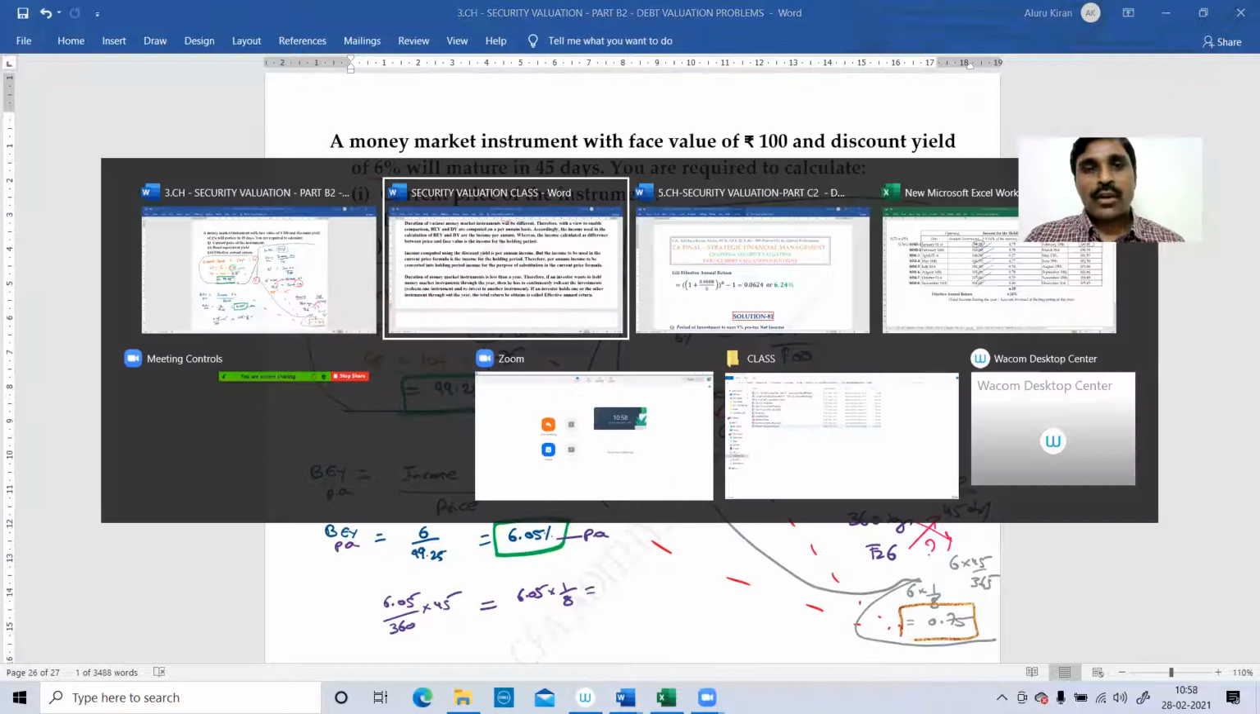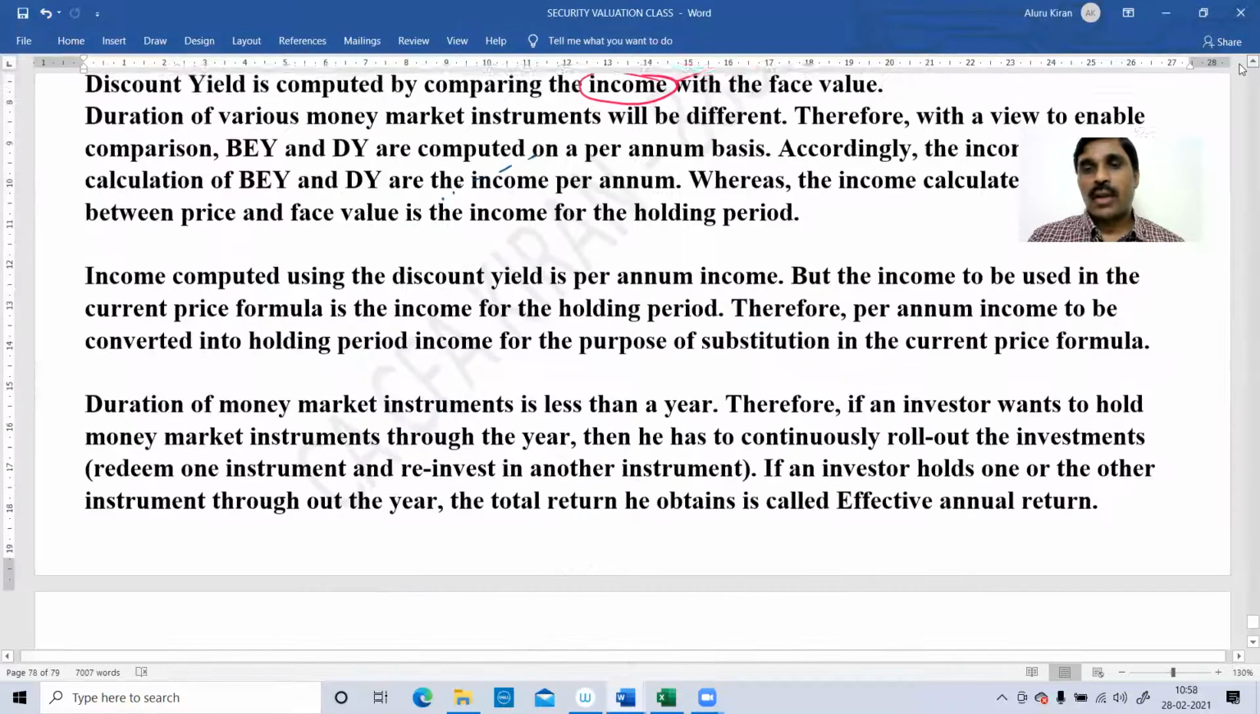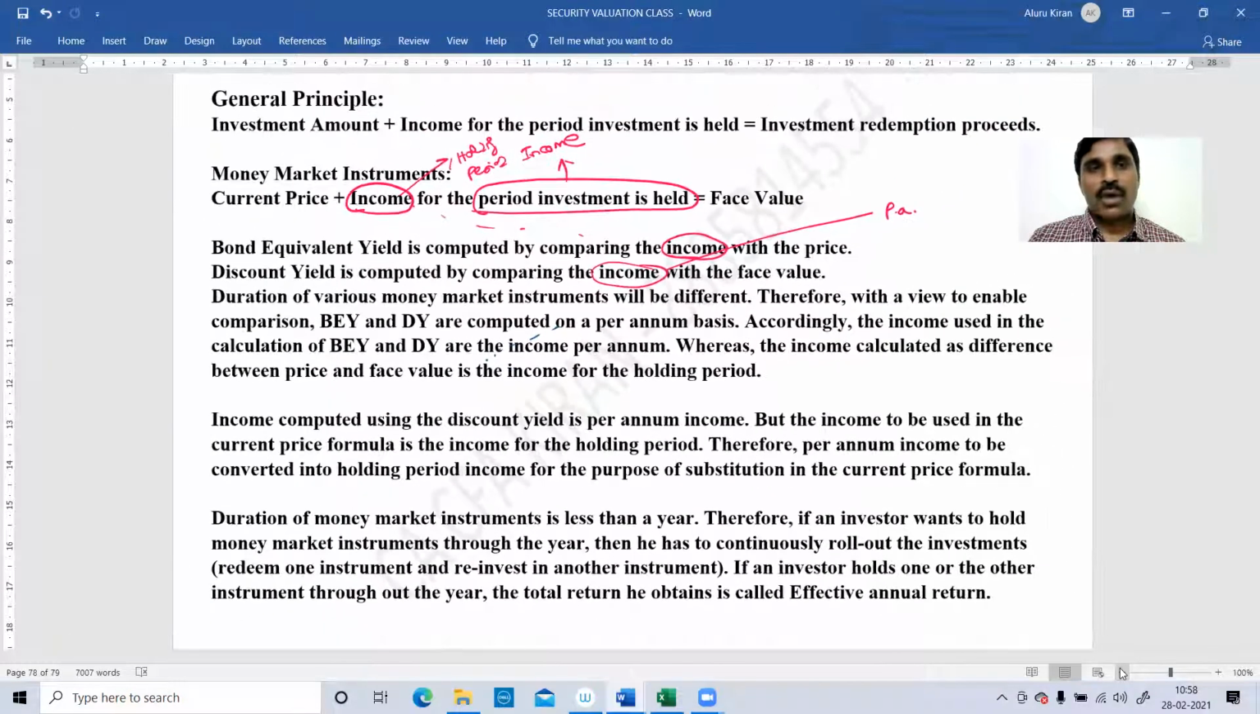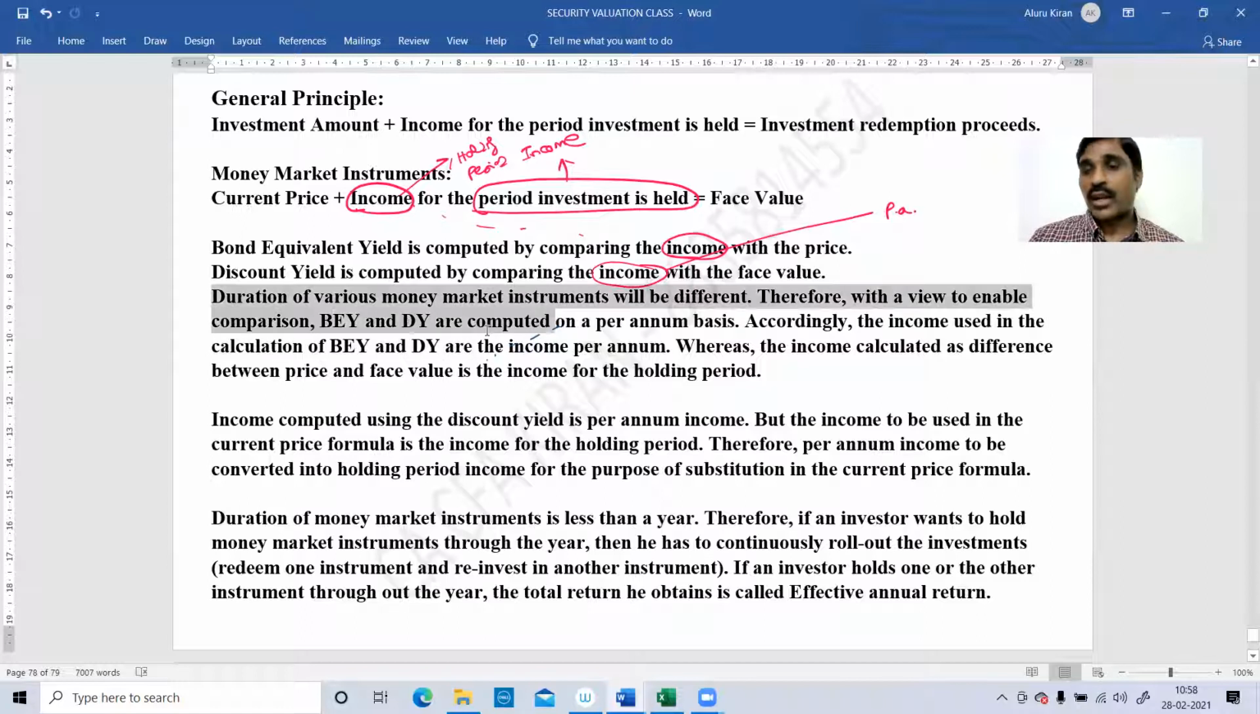And next, you can copy this explanation also. No doubt use the formulas, but understand what the formula says. A very important concept: why the bond yield and discount yield are quoted on a per annum basis. And moreover, the difference between the income used in the current price formula and the income used in the bond equivalent yield and discount yield formula. Both incomes are different. One is for the holding period. This is per annum. Then why is it per annum, sir? For the purpose of comparison.